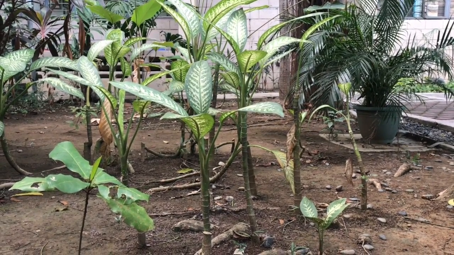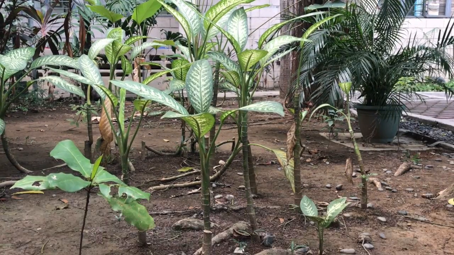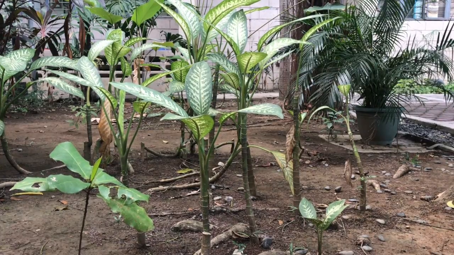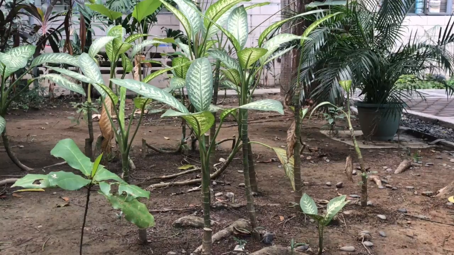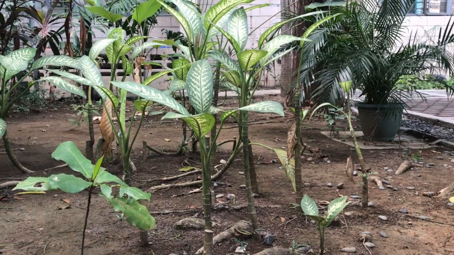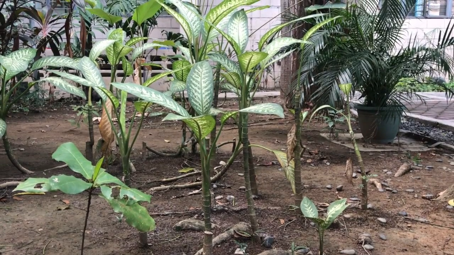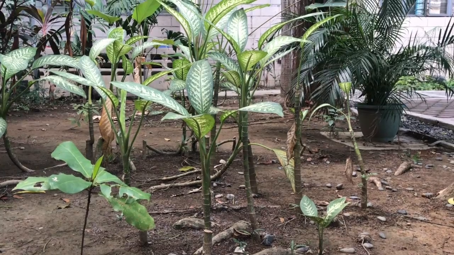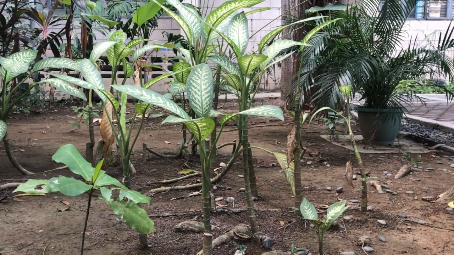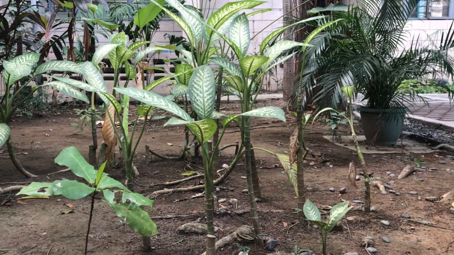This is a generalized model of nutrient cycling in a terrestrial ecosystem. As plants take up nutrients from the soil or water, they become incorporated into living tissues or organic matter. As the tissue senesces, the dead organic matter returns to the soil or sediment surface. Various decomposers transform the organic nutrients into mineral form, and they are once again available for uptake by plants. This process is called internal cycling or nutrient cycling.